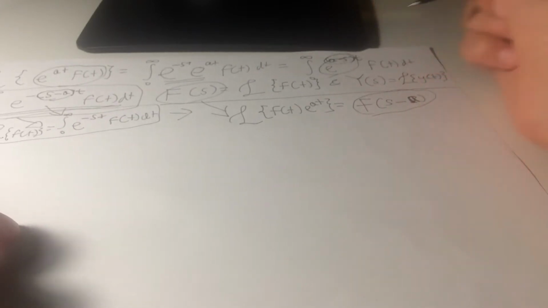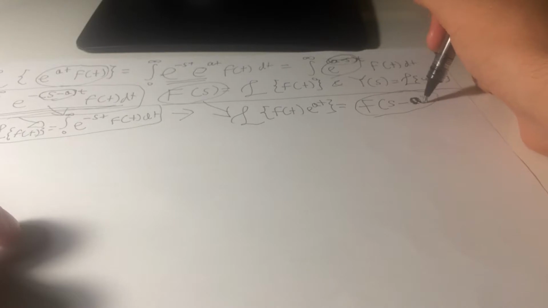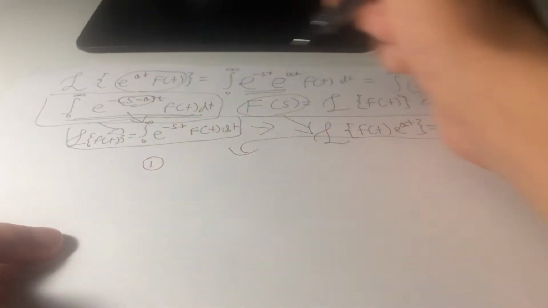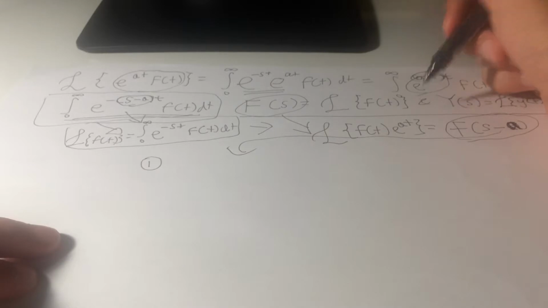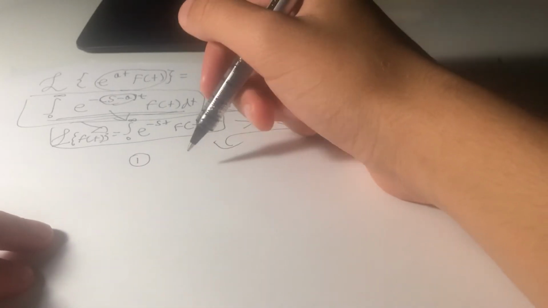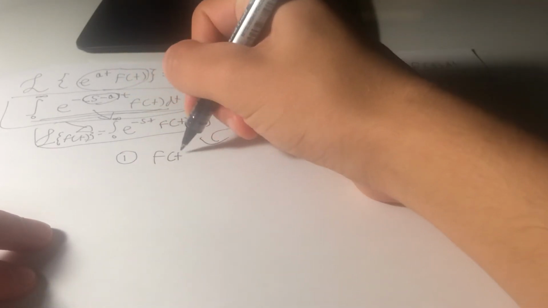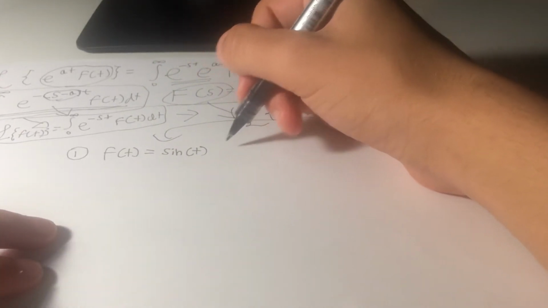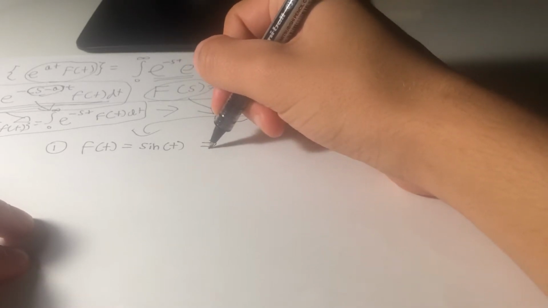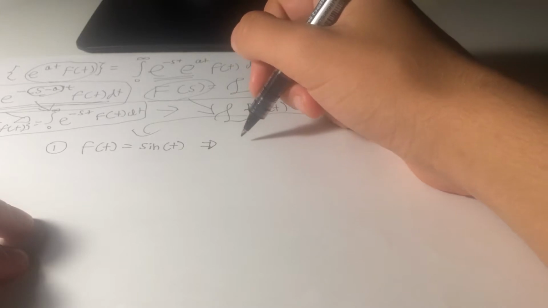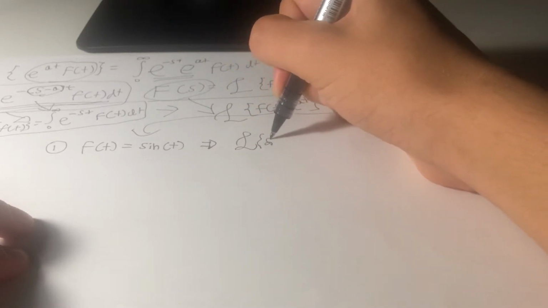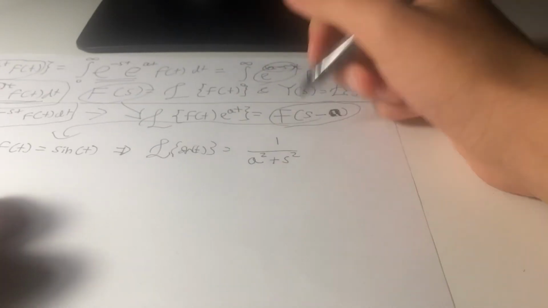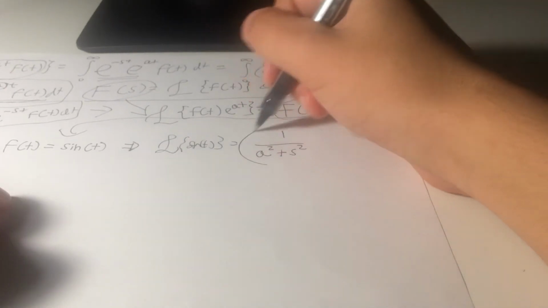What we have here is an incredibly powerful result, which you can just stick to different parts. So for the first time, I'm actually going to show you an example, just to let you know that it's not that confusing. Say f of t is equal to sine of t. We have no problem finding the Laplace transform of that. We know it's going to be equal to 1 over a squared plus s squared, or in some texts a different order, but the same thing.